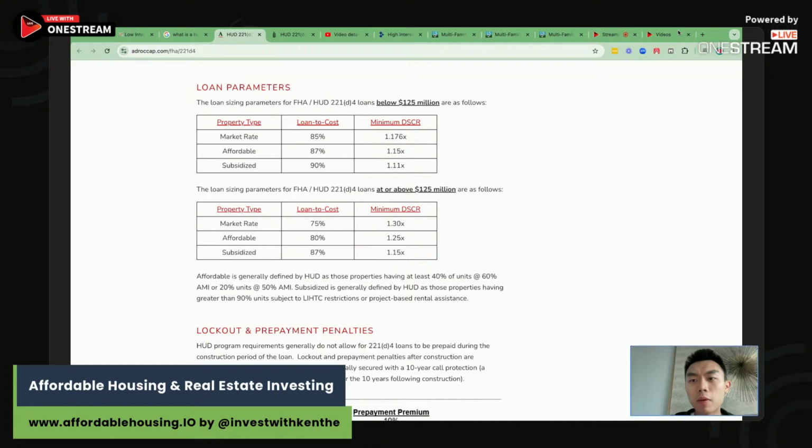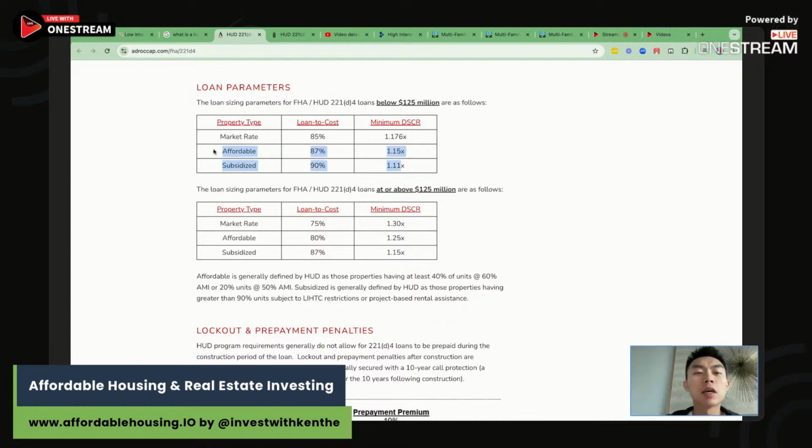Now, when you have that piece in place, you're going to figure out, okay, how am I going to service the debt? Do I have to reach into my pocket? That's why lenders don't want to ever see a DSCR that's exactly on the money.